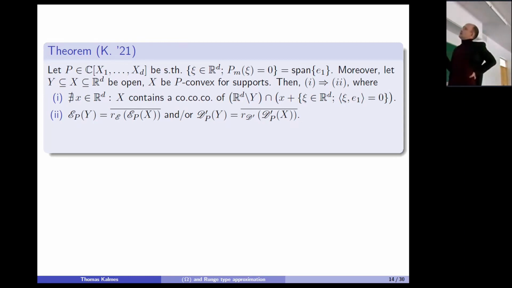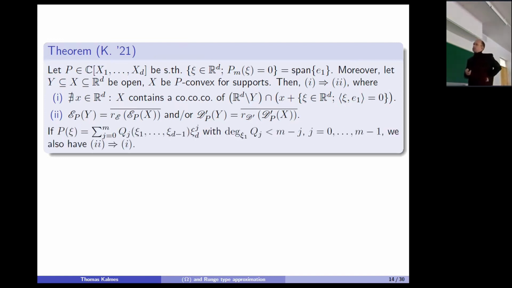Okay, then assume that we have our open sets Y and X. The larger one should be p-convex for supports, and then we have the following sufficient condition for denseness of range. Again, the condition is that there is no X from Rd such that the larger set contains a compact connected component of the intersection of the complement of the small set with the translation by this vector X of this hyperplane where the first coordinate of the vectors is equal to 0. And then the restriction has dense range.